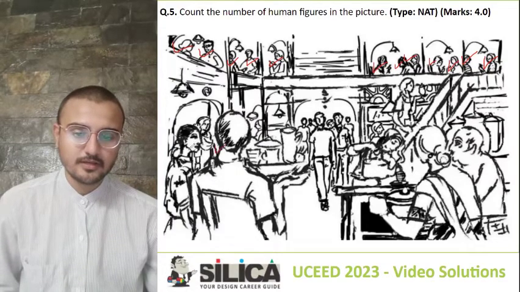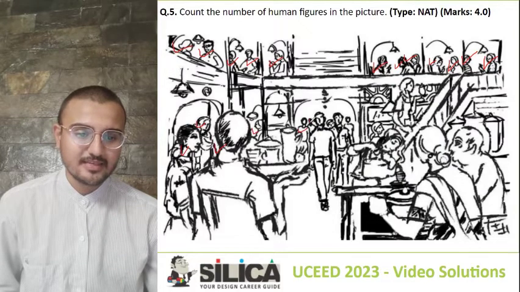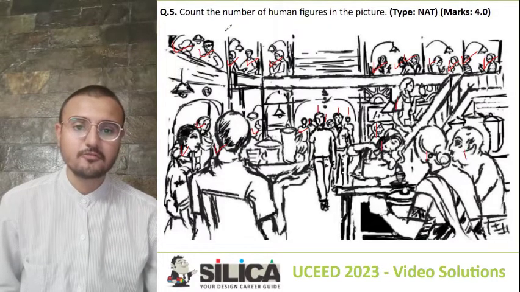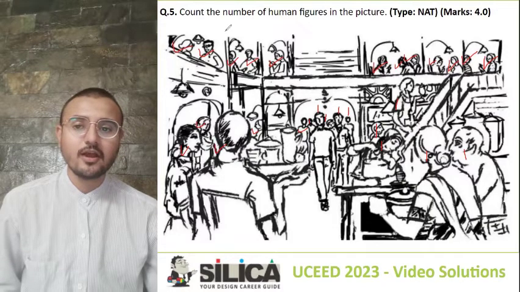So 1, 2, 3, 4, 5, 6, 7, 8, 9, 10, 11, 12, 13, 14 and 15. So 15 are on the ground floor.